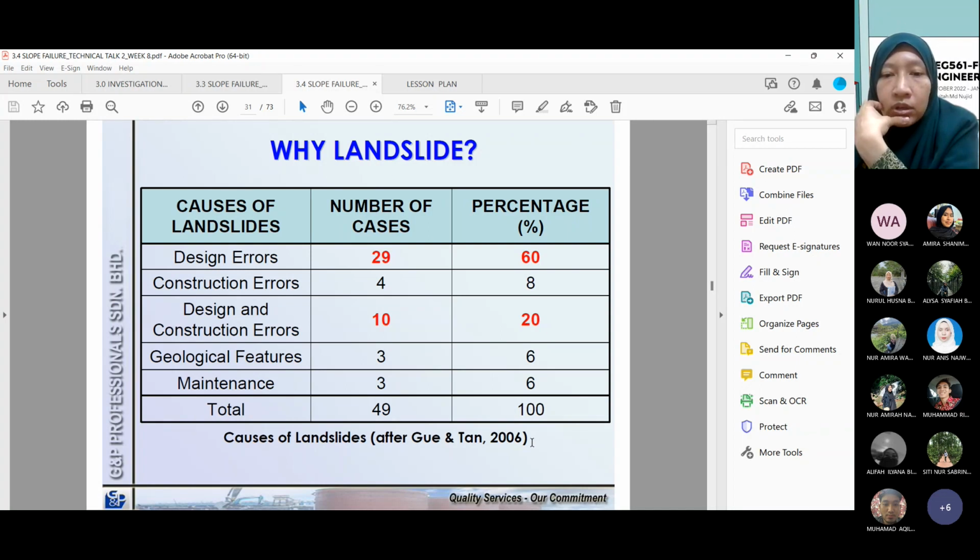So they found out that the number of cases that they were involved in was 49 cases. The most contributing cases come from the design errors. So you see that the number of design error cases is 29, and the percentage of failure is 60%, followed by design and construction errors. So who did the errors? Who did the errors? Design. The designer. Yes, the design engineer or geotechnical engineer.